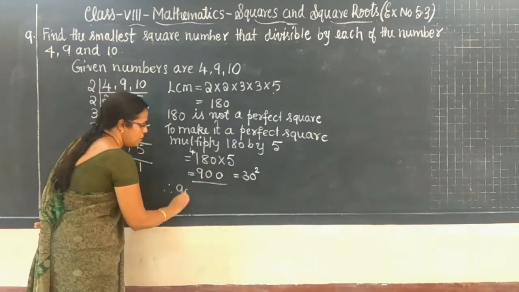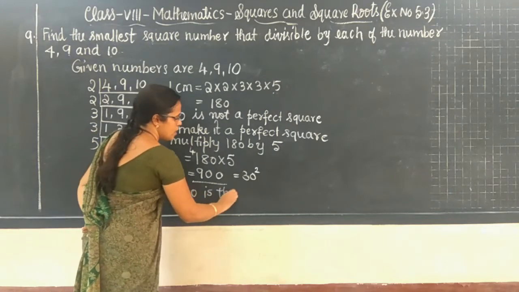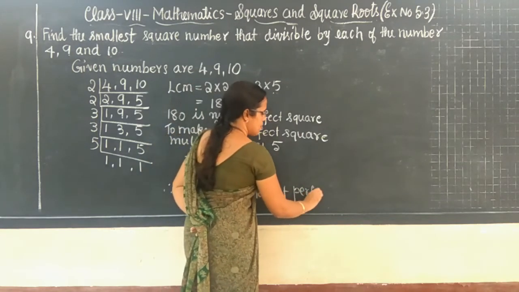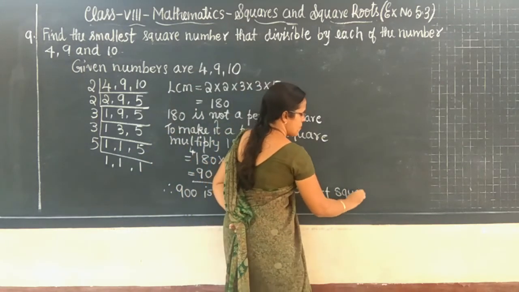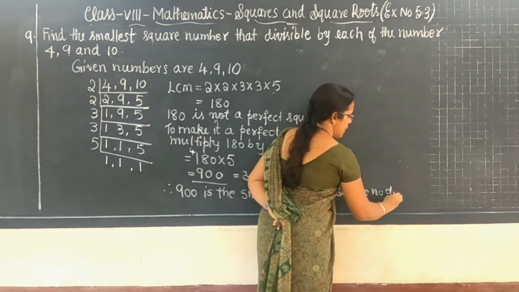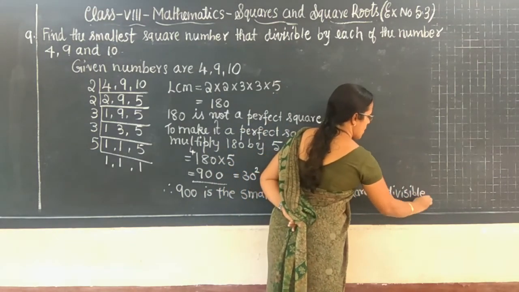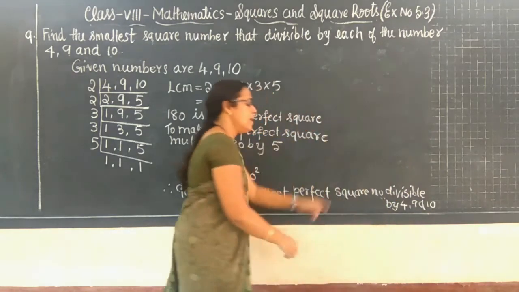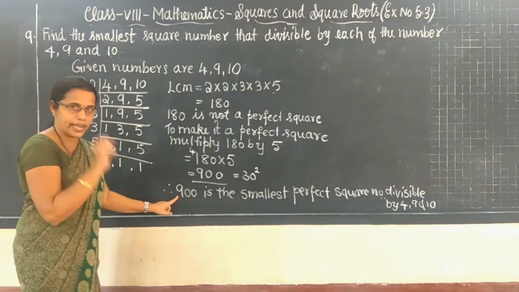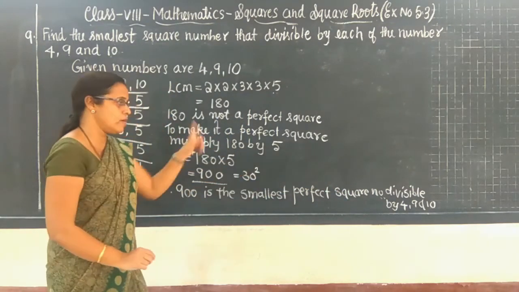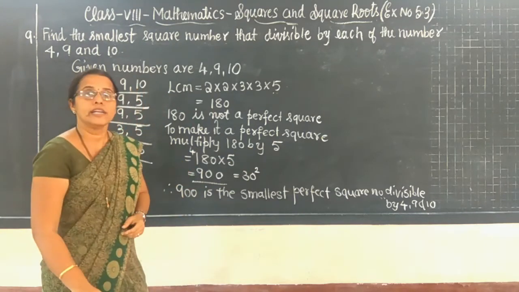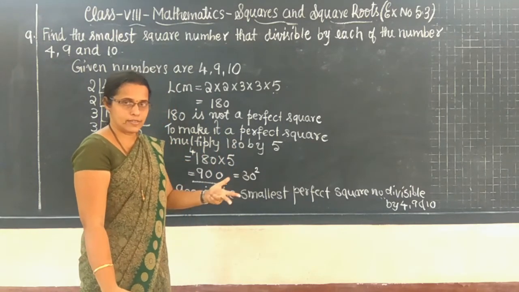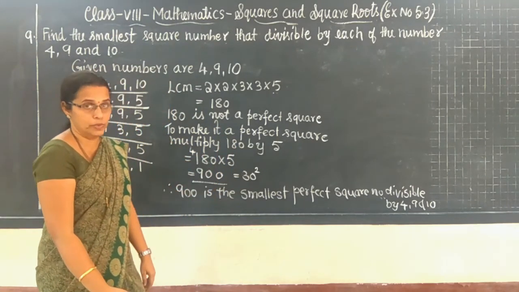Therefore, 900 is the smallest perfect square number divisible by 4, 9 and 10. In the 4 table, 900 comes. Take it home. In the 9 table also 900 comes. Even in the 10 table, 900 comes. So 900 is divisible by 4, 9 and 10. So it is the smallest square number divisible by them.